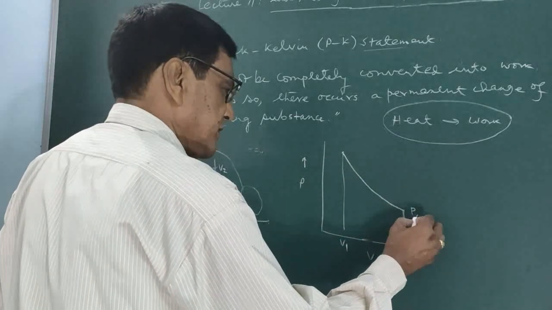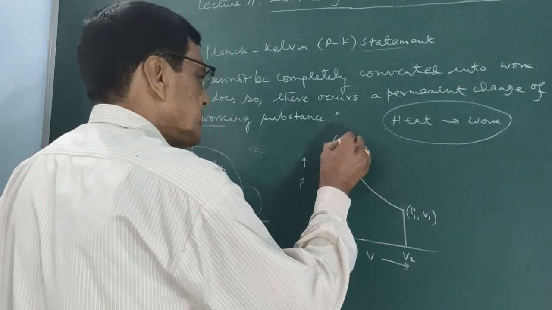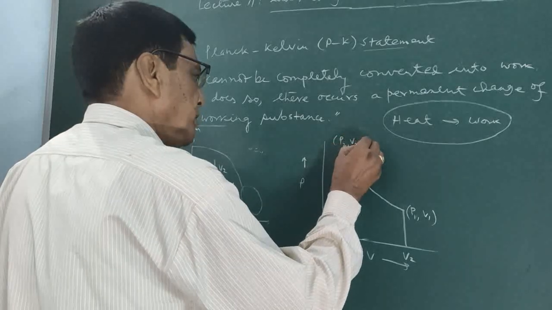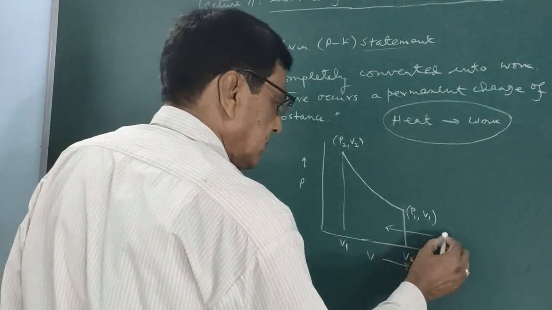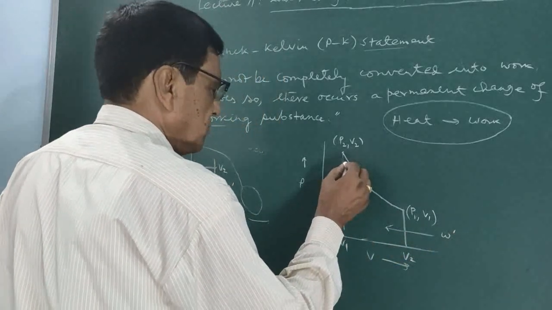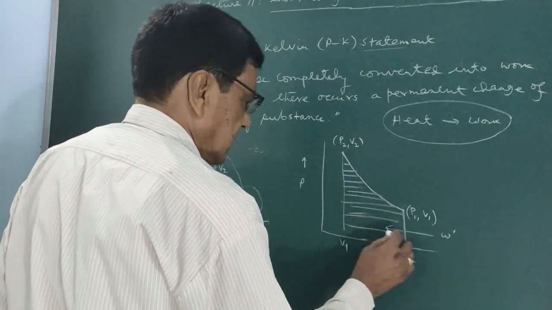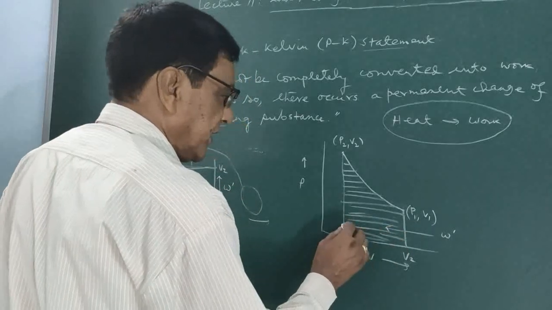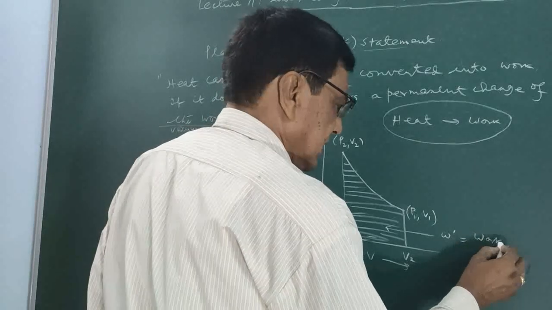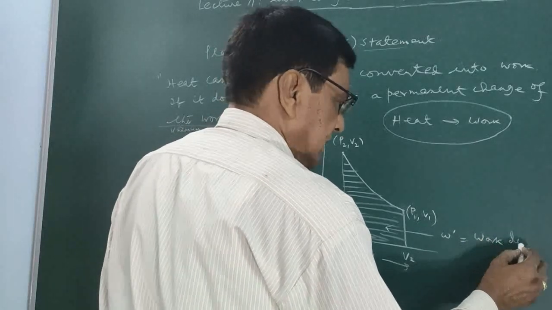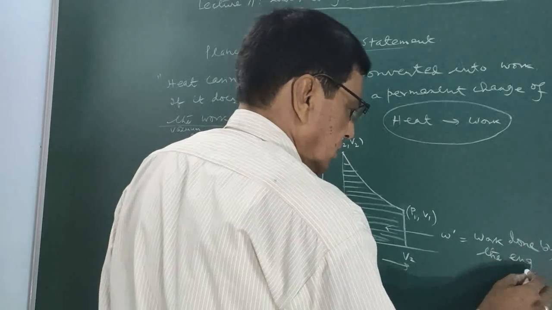Here the pressure P1 and volume V1. Here the pressure P2 and volume V2. And the amount of this work is W dash, shown by this indicator diagram. And W dash is the work done by the engine or by the system.